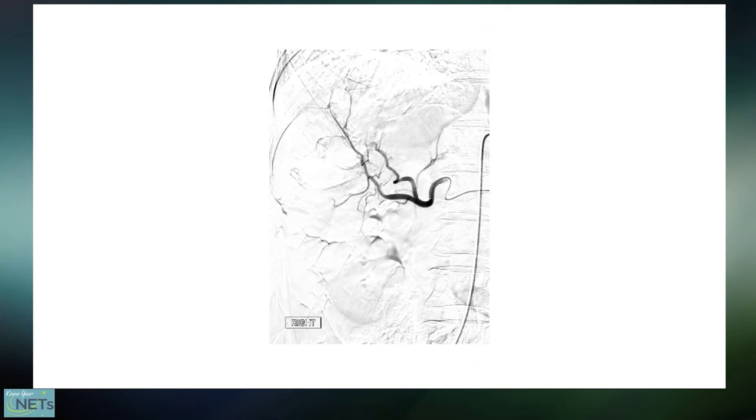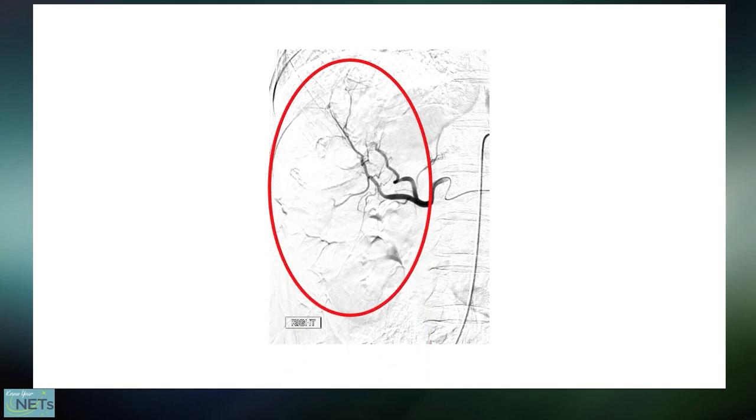Again, this liver is sort of studded with tumors. And this is what it looks like after we embolize it. As you can see here, there is no more of that dense blush that we saw before, but we still have blood flow to the liver itself.